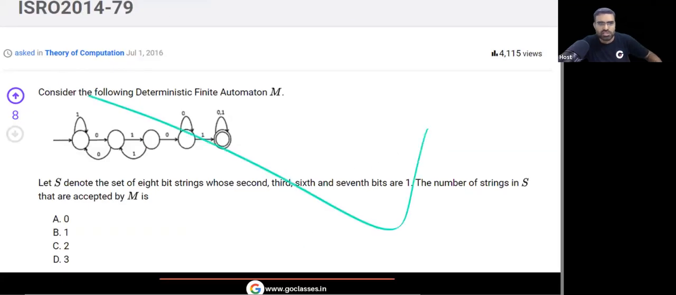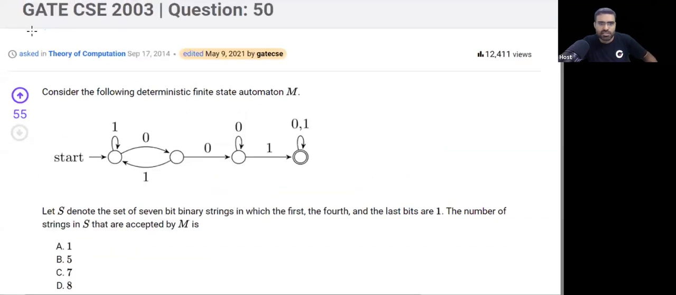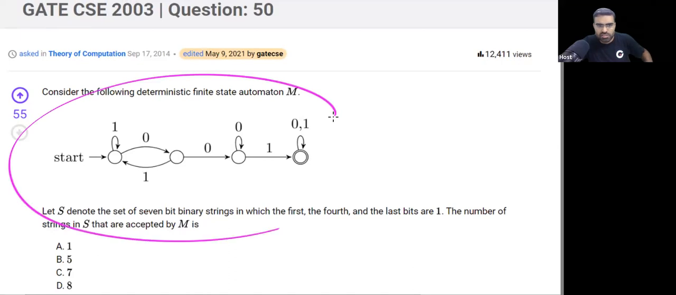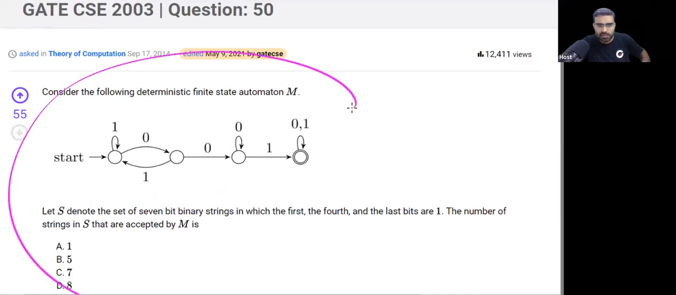So this ISRO question we will discuss. The similar question has come in the GATE exam also. So you can notice, yes, this question is different from the ISRO question. There is a small difference. The DFA is different. Okay. But the point is, a similar question has come in the GATE exam also. You can check it out.